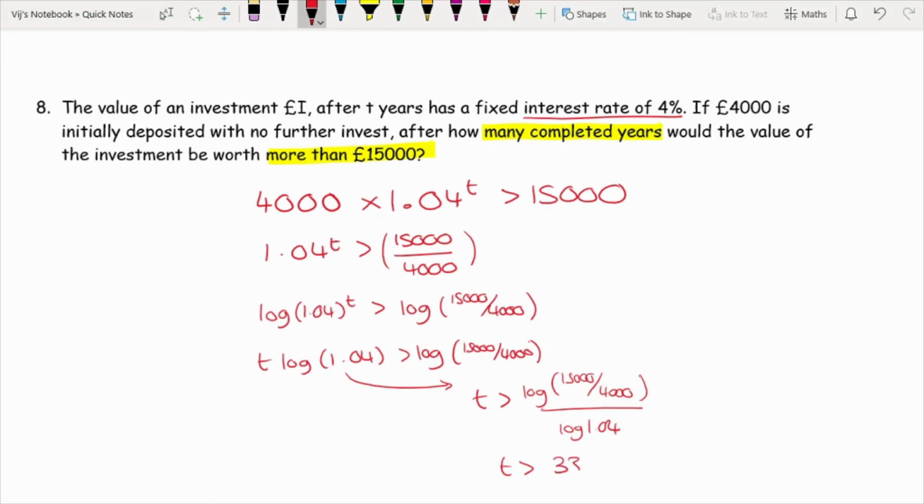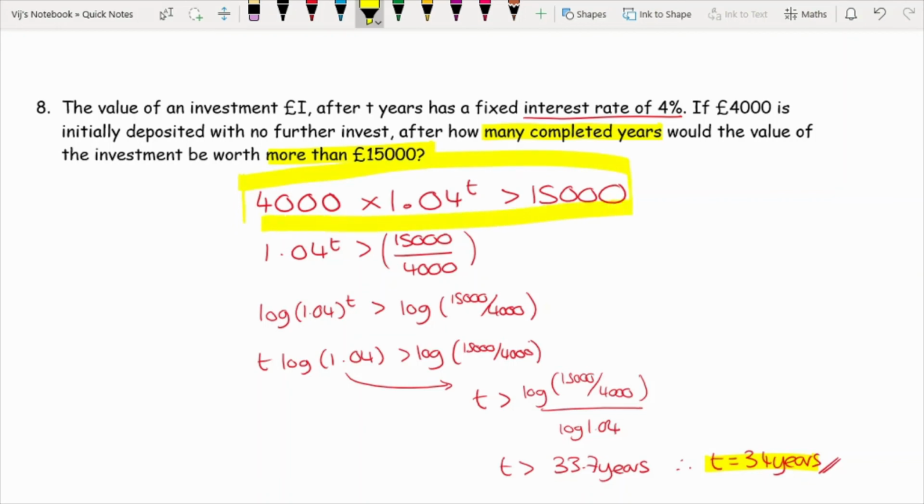I'm going to get an answer of 33.7 years. As the question asks for how many completed years, it's going to be t equals 34 years. So after 34 years, that investment of £4,000 will become over £15,000. One way to check your answer is by substituting 34 back into this initial line of working, and it should equal a number that's greater than 15,000.